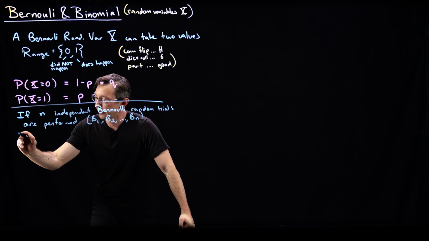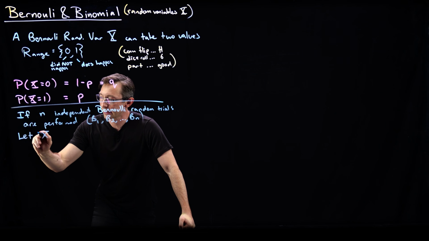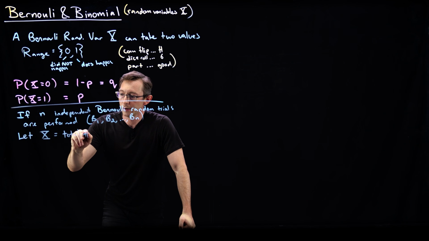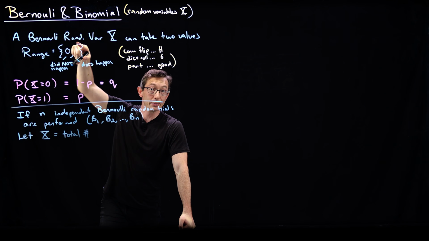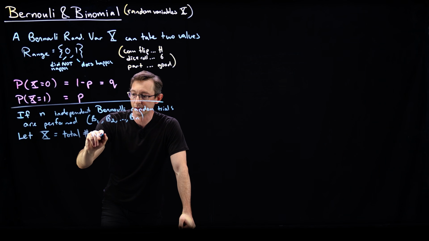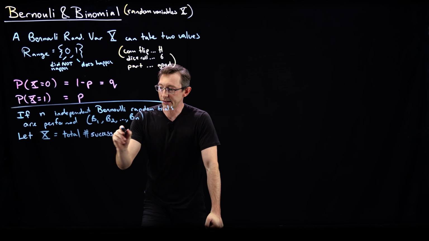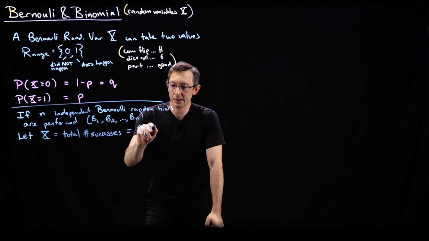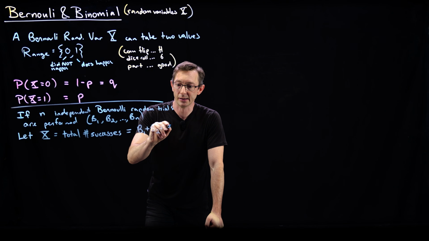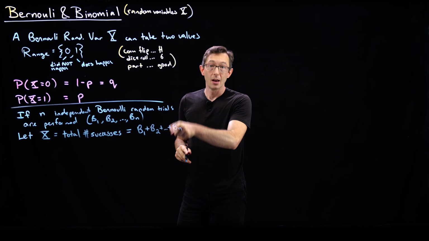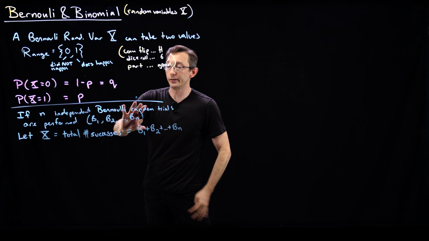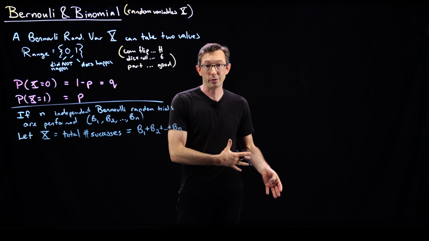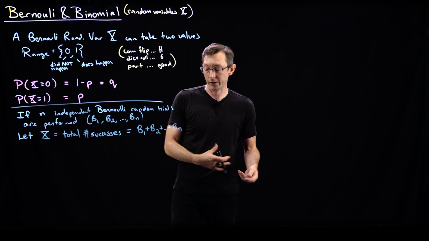So let x equal the total number of successes of this being 1, total number of successes, and we're going to say that this is b1 plus b2 plus ... plus bn. This sum of independent Bernoulli random events is going to be binomial distributed, a binomial random variable.